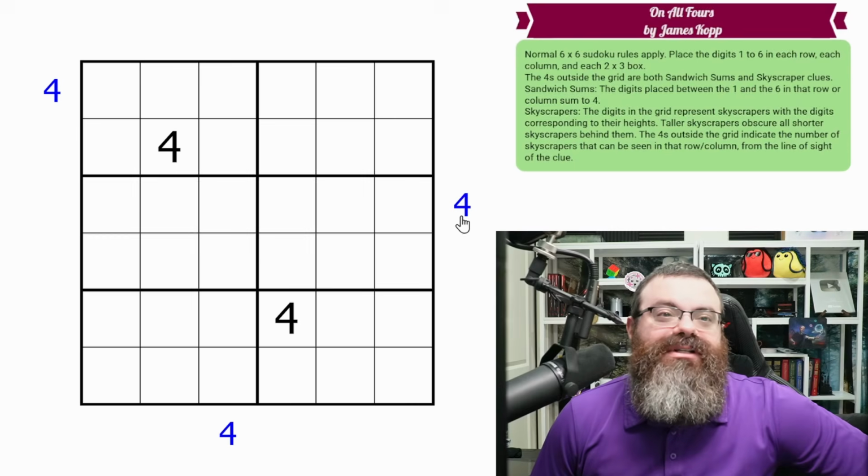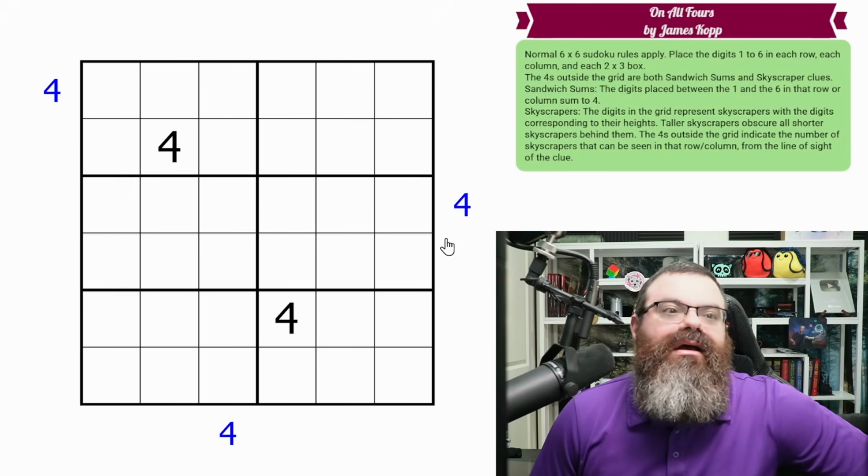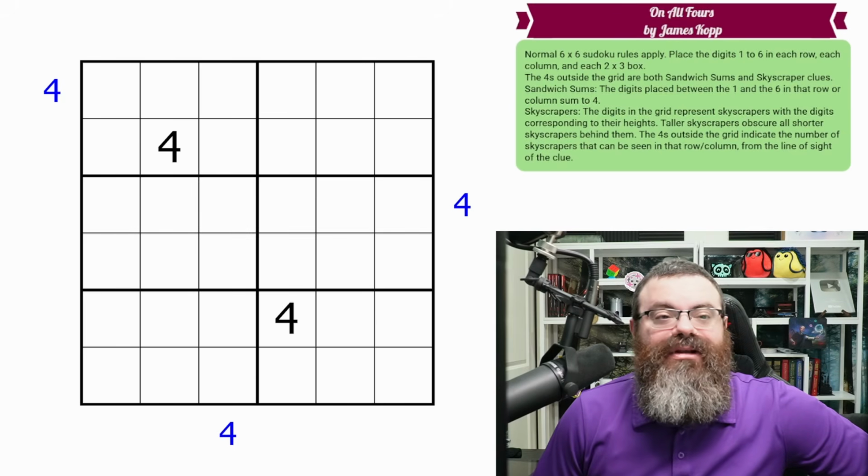Remember, they are both sandwich sums and skyscraper clues. So there's kind of a duality there. All right, and that's it. Those are the rules. There's a link in the description if you'd like to try the puzzle yourself. And I'm going to get started right now.